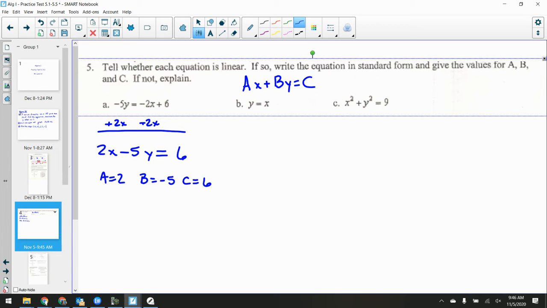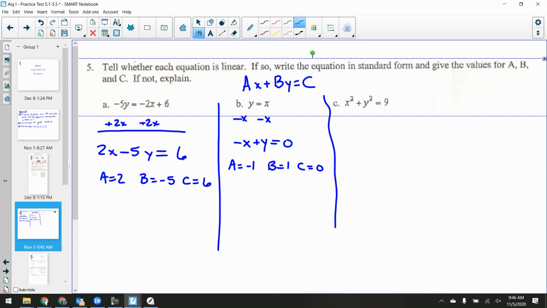Now, part B. Okay, this is a weird one. I get it. This is weird. But it is linear. So we subtract x over to the left side to get x and y both on the left side. I'm going to get negative x plus y equals 0. I know it's weird. It's got a 0 in there. A is negative 1. B is 1. C is 0. Again, you should be correcting your work, making sure you got these all right, making sure you put all answers down.